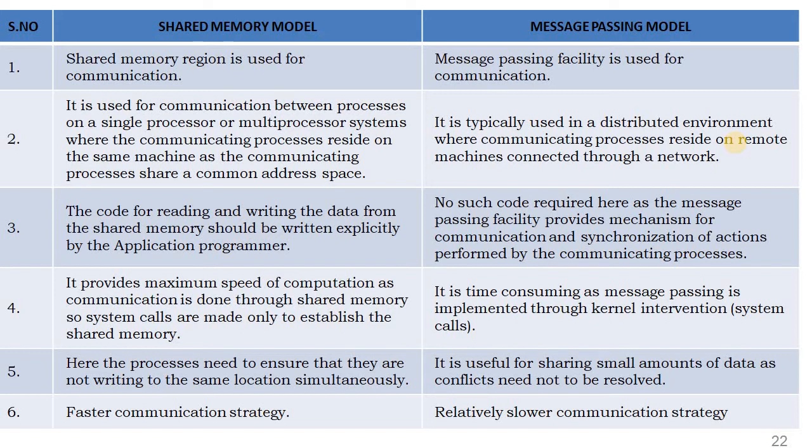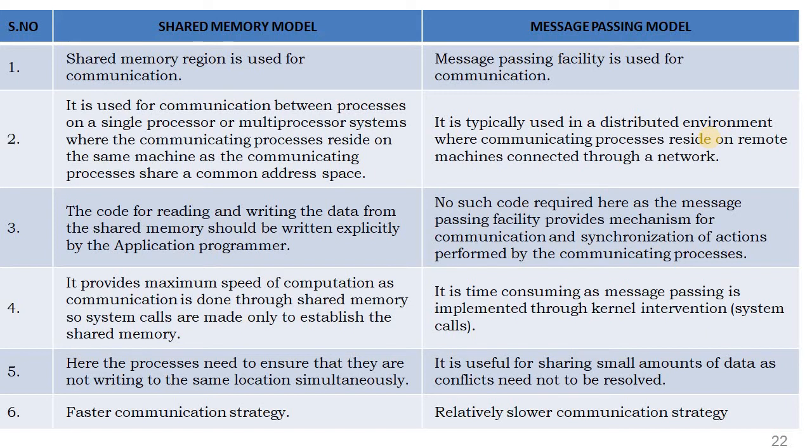Number 3, the code for reading and writing data from the shared memory should be written explicitly by the application programmer. In the message passing model, no such code is required, as the message passing facility provides a mechanism for communication and synchronization of actions performed by the communicating processes. So in the message passing model, no separate code is required, but in the shared memory model, separate code is required. Number 4, it provides maximum speed up of computation as communication is done through shared memory.